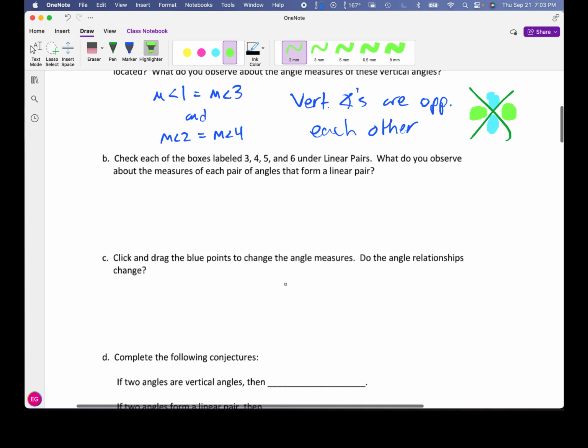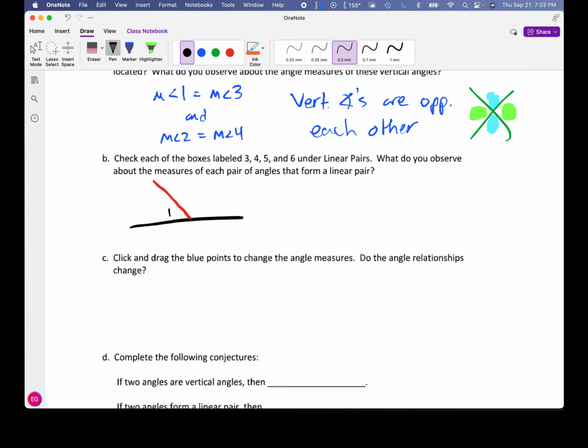Linear pairs are going to be a pair of angles, and pair means 2, in case you don't know that. A pair of angles, so here I have an angle, we'll just say 1 and 2, and they form a line.